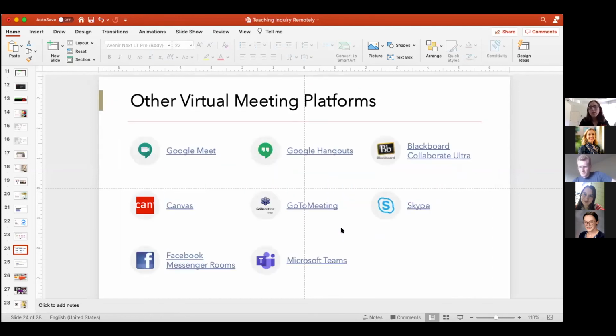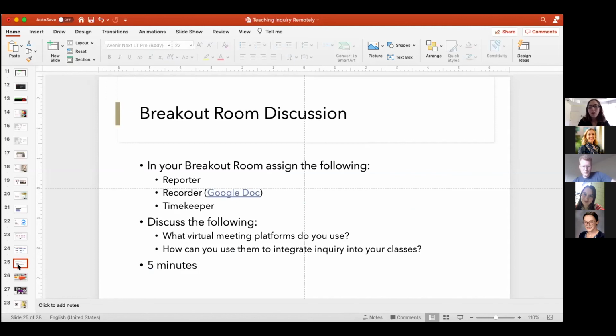Now, some of you are like, Elizabeth, I can't use Zoom. My district doesn't allow Zoom. That's okay, because all these other virtual meeting platforms probably have very similar, if not the same functionality. So I've included some of the most common with hyperlinks that will give you information about each one, so you can see which features they have and how functional they are and how similar they are to the features that are in Zoom.